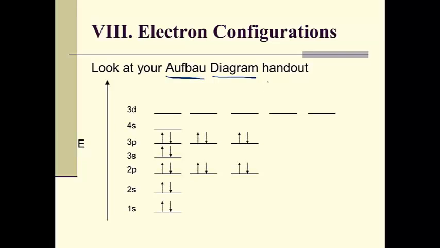The first 18 are going to be identical. Now the last 2, though, instead of going up into the 3d, the 19th one goes here instead of up here, because this is the correct arrangement. And the 20th one goes there. So this is the electron configuration, or the electron arrangement, in a calcium atom.